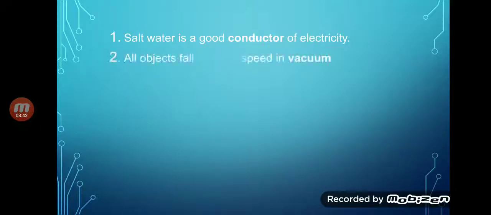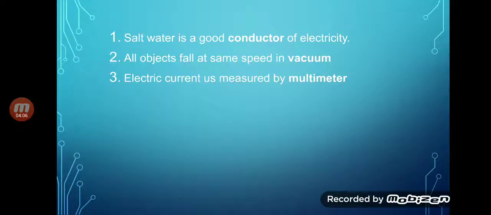Then we have, all objects fall at the same speed in vacuum. Why? Because in the vacuum there are no air molecules, so all the objects fall at the same speed. If you go into the topic of air resistance and drag, you will understand that I have explained this topic.